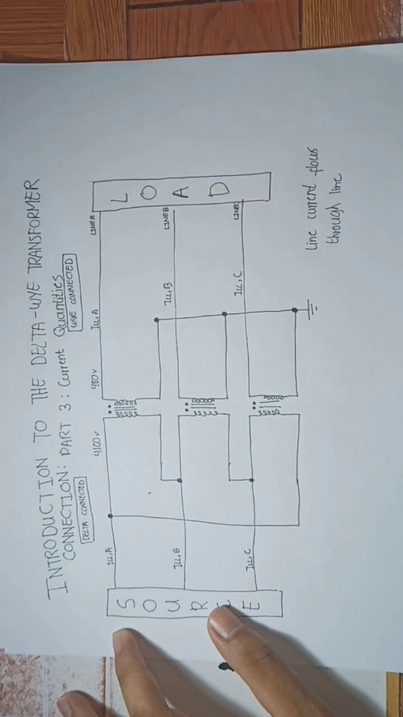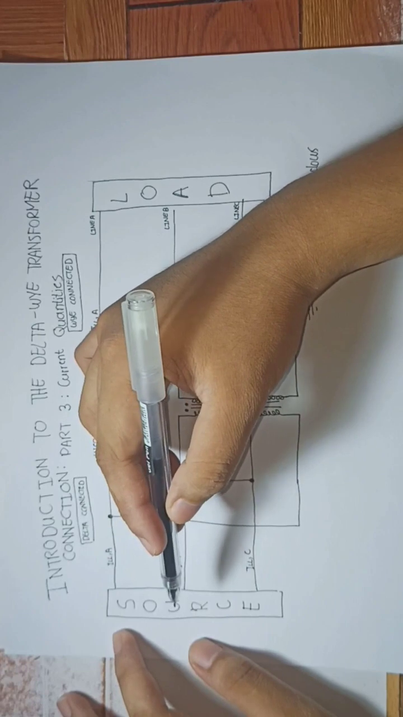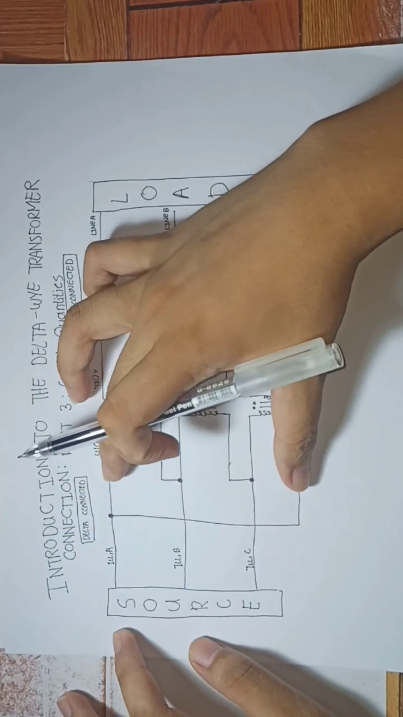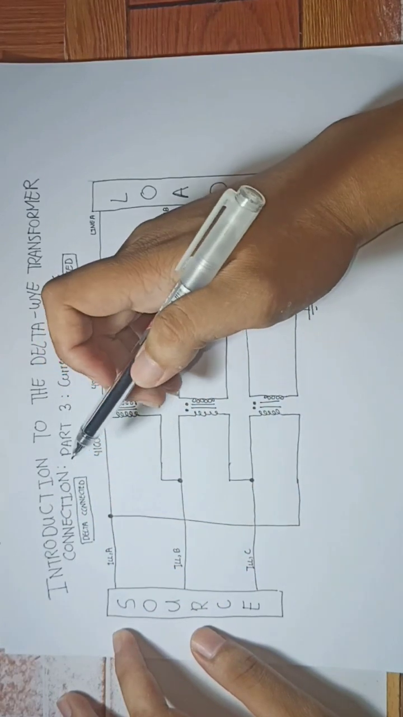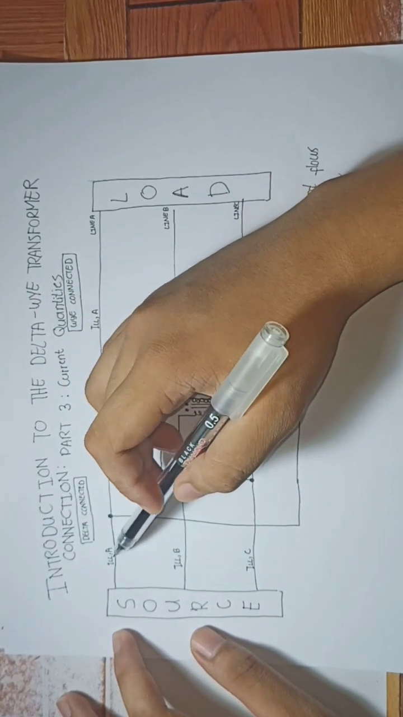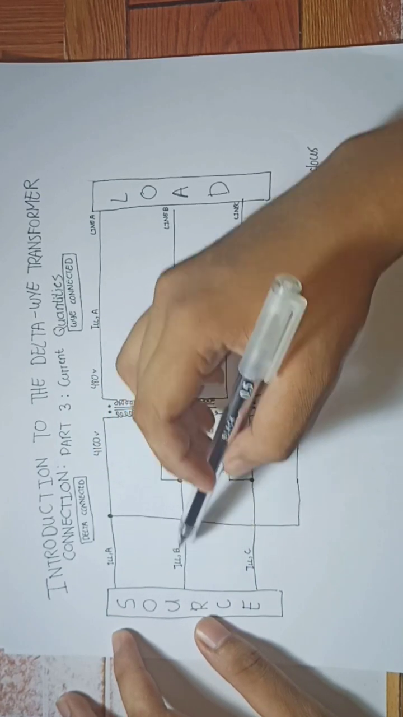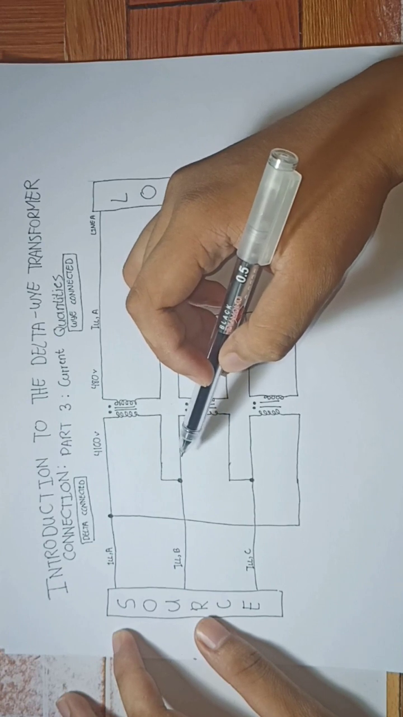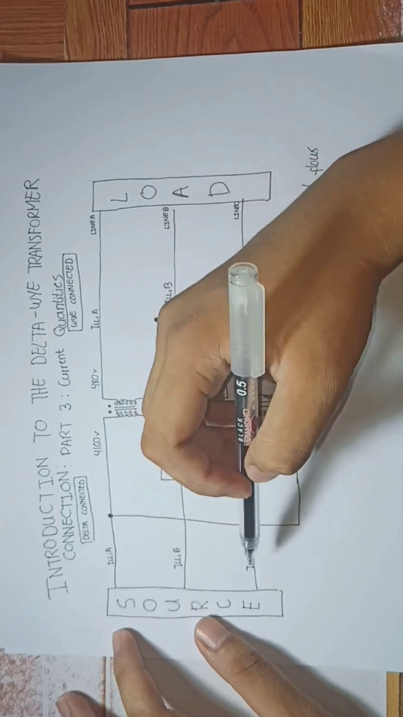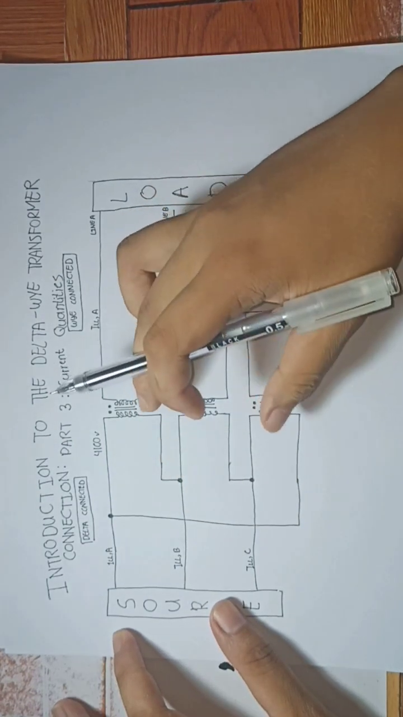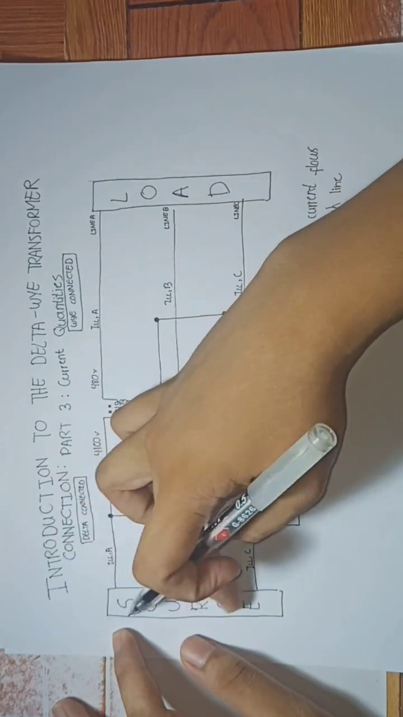While on our primary side, the source side, which is connected in delta, this is where our source current will come from. So line current A will flow through line A here, line current B will flow through line B, and line current C will flow through line C. So remember this: line current comes from the source. This is like a generator, a utility, or a grid.